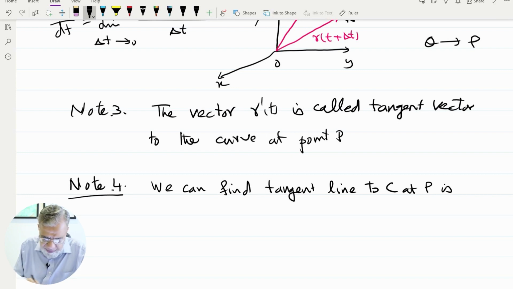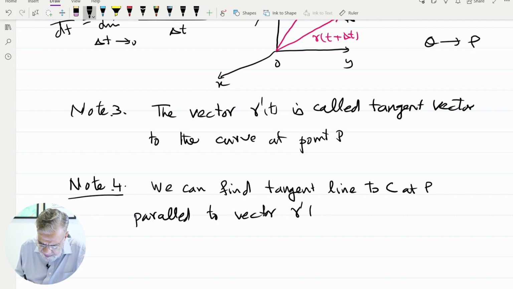You can find the tangent line here at point P, passing through the point P, parallel to vector r dash of t. So in this case we can define the equation of the line. I will give you an example to explain this further. So here you can just take this definition.